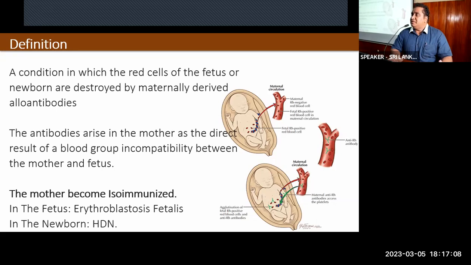And the result is immune hydrops, or hydrops with red cell antibodies, in comparison to non-immune hydrops, which is another scenario we discuss in a different lecture. So this is all hydrops or early hydrops with red cell antibodies. The mother becomes isoimmunized. In the fetus, there is erythroblastosis fetalis, and in the newborn, it's hemolytic disease of the newborn. Those are the terminologies that we use.